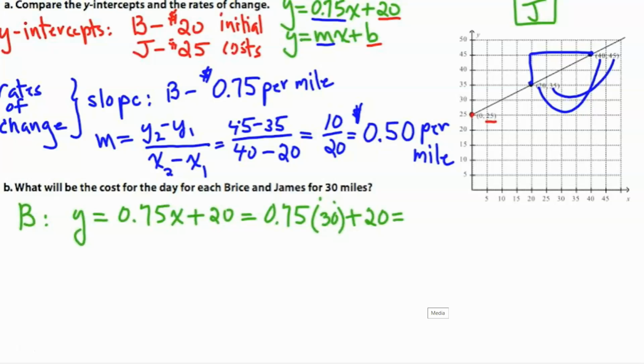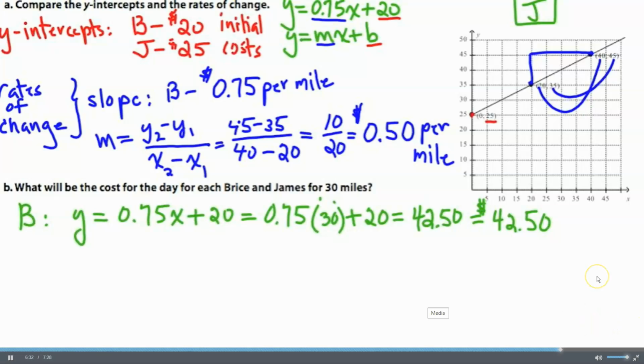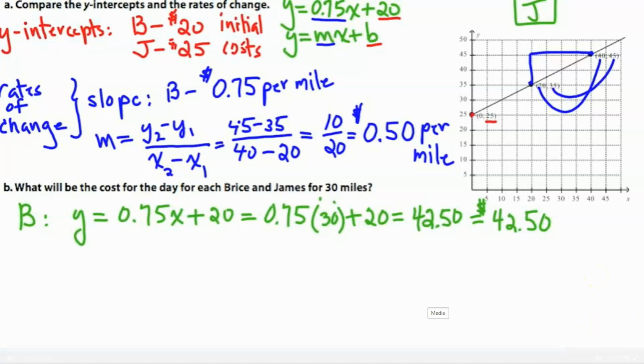And after a little bit of calculator work, we come up with $42.50. So under Bryce's agreement, for one day, when he drives the truck 30 miles, he'd have to pay $42.50.